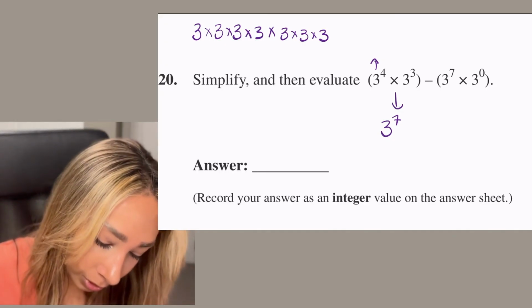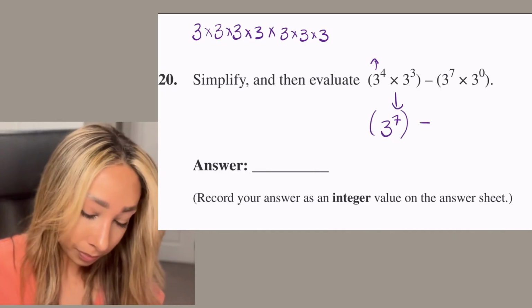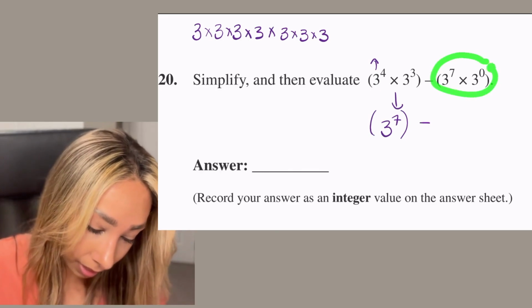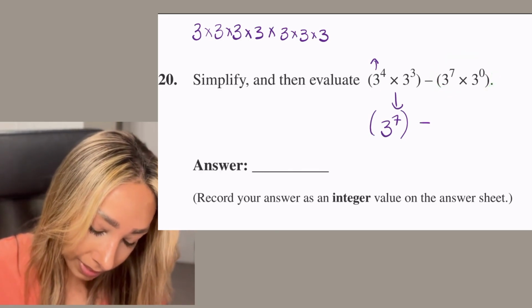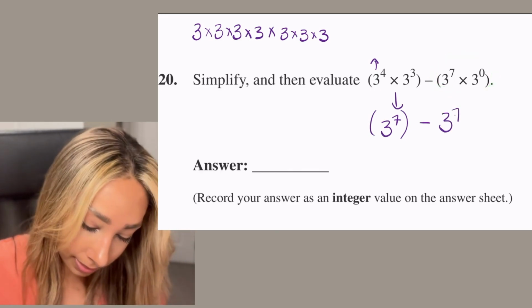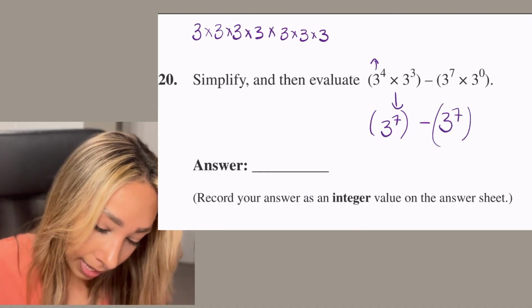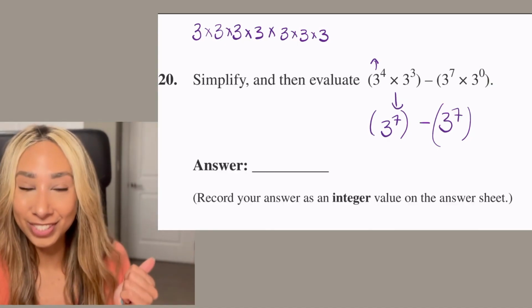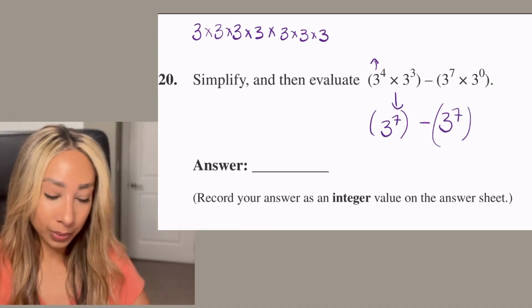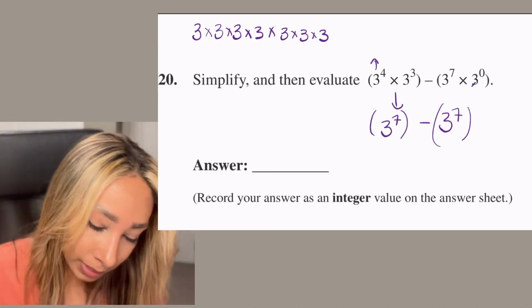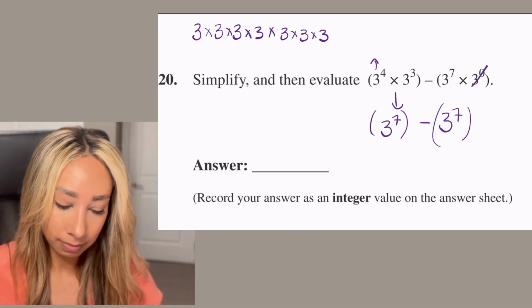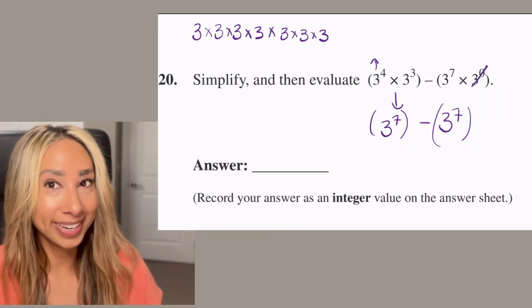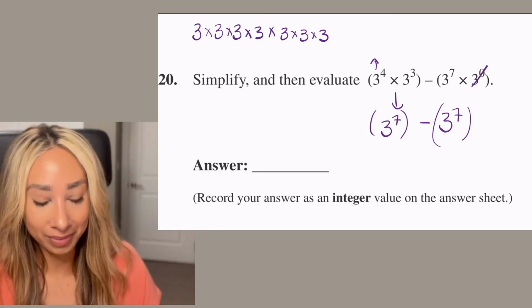Then what we're doing with that is we're subtracting it from this one here. So we've got 3 to the power of 7. I'm just going to write that the way it is. And then 3 to the power of 0. Again, what I said in our first video, anything to the power of 0 is going to be 1. So that really means we're saying 3 to the power of 7 times 1, which is just going to give us what we always get, which is 3 to the power of 7.